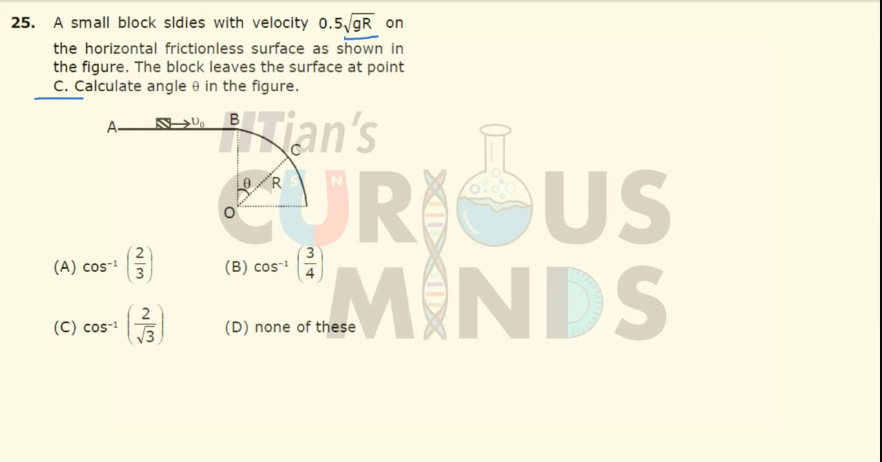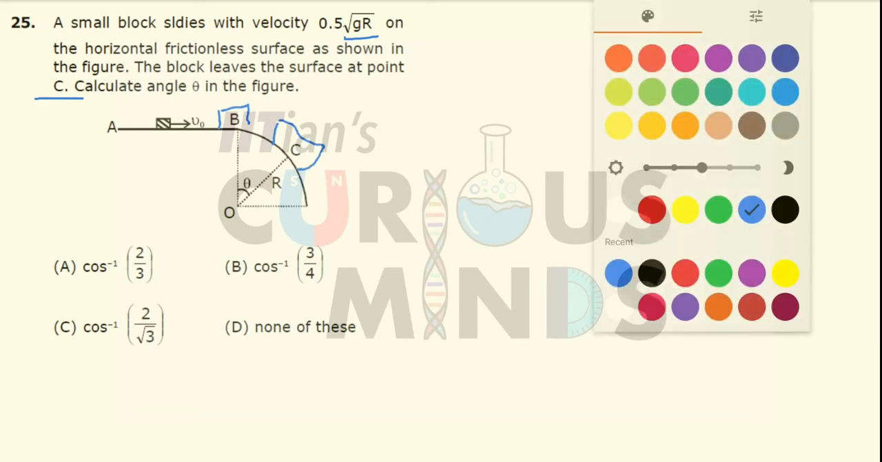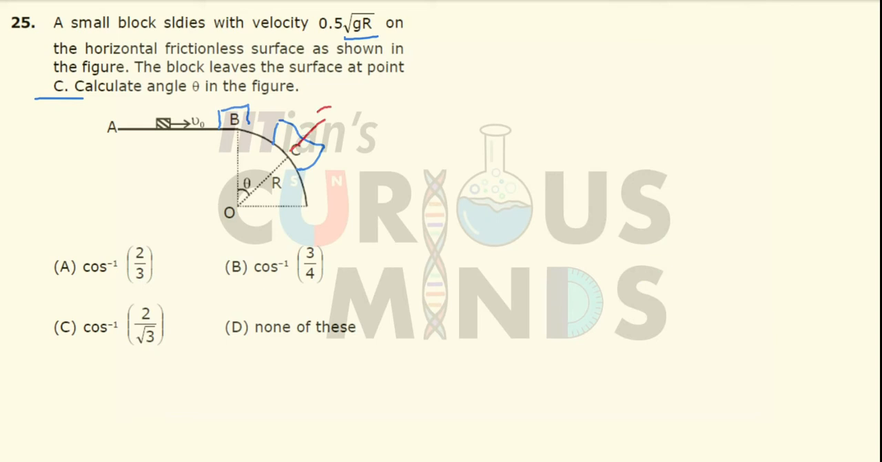Now over here, first of all, when the block arrives at point B, its velocity is equal to root gr. At point C, it will have a certain velocity, but let me see the forces first. There will be the normal force, and mg in the vertically downward direction. If this angle is theta, this angle will also be equal to theta. So there will be mg sine theta in this direction, and mg cos theta along this direction.